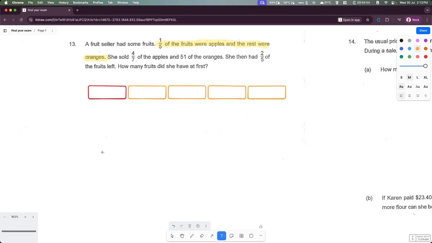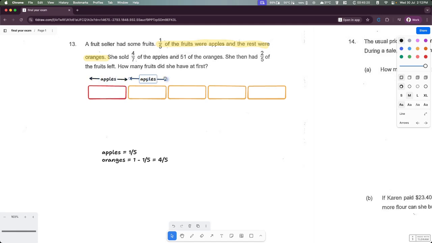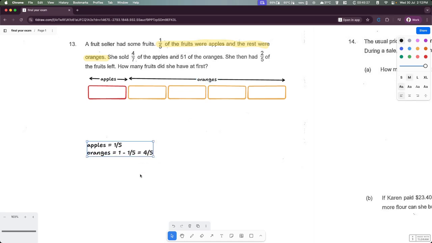So if I were to put it over here, apples is equal to 1 over 5, and oranges is equal to 1 minus 1 over 5, and this will give us 4 over 5. In this case, these are the apples. I'm going to put an arrow. These are the apples, and these are the oranges. Hopefully the color makes sense. Apples are red, oranges are orange.